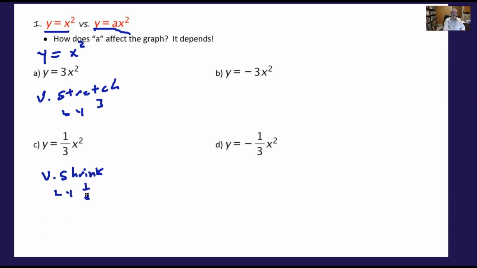Okay, let's do the negatives. Well, multiplying by 3 was a vertical stretch. Multiplying by negative 3 is going to be a vertical stretch also, but it includes a reflection. So this one is going to be a vertical stretch and a reflection. All right, this one, kind of like this was a vertical shrink. This is going to be a vertical shrink also, but because it has a negative, it's going to be a vertical shrink and a reflection.